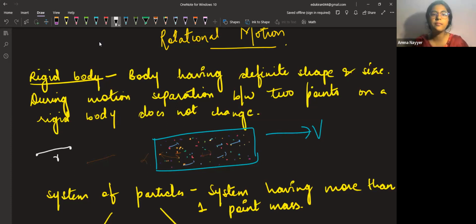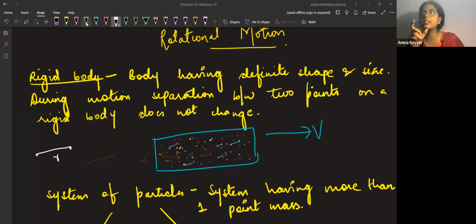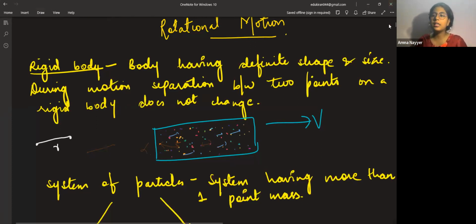Just a second, class. Yes, so when there is a separation, both the particles are separated by a small separation. This separation will be throughout. Now we have a concept of center of mass that I'll be discussing. So a rigid body is what? A body having definite shape and size. During motion, the separation between two points on a rigid body does not change. This I have discussed with you.